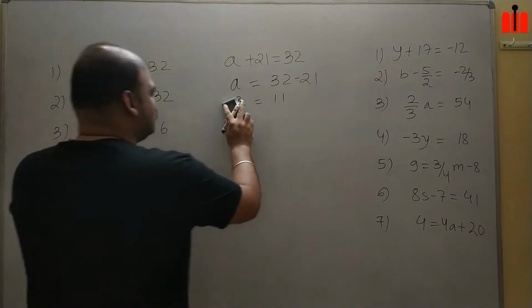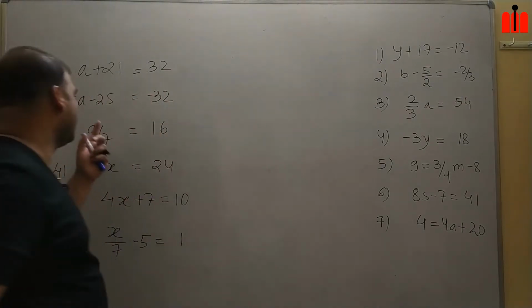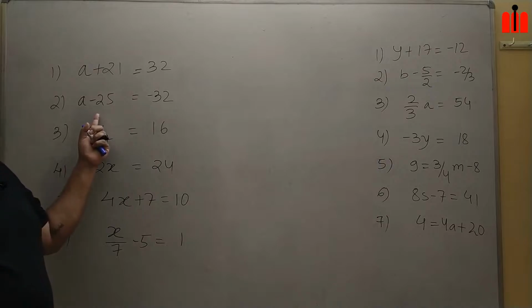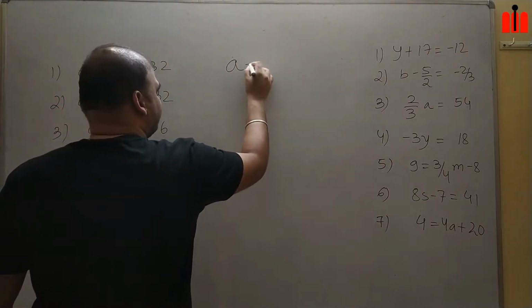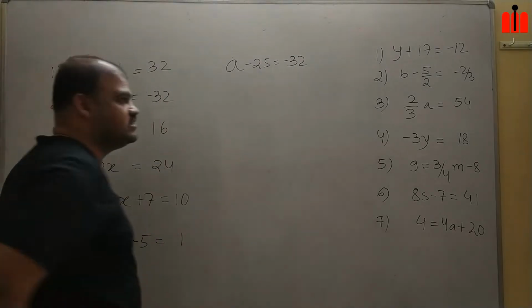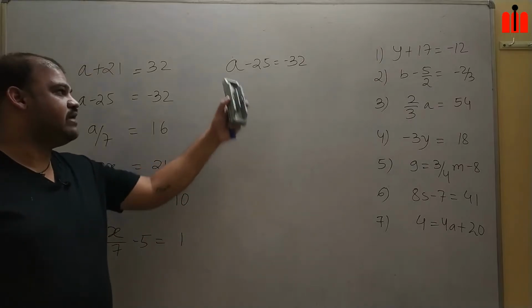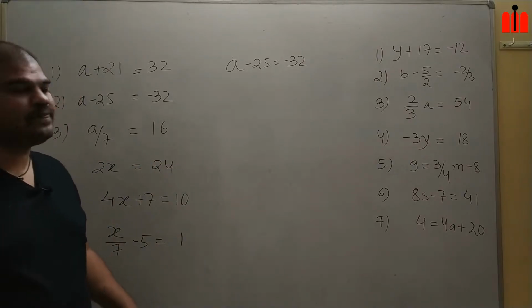Now let's move on to the second problem. In the second problem, we are going to learn about subtraction. So A minus 25 equal to minus 32. This is the problem.